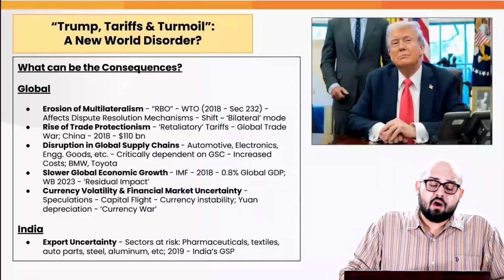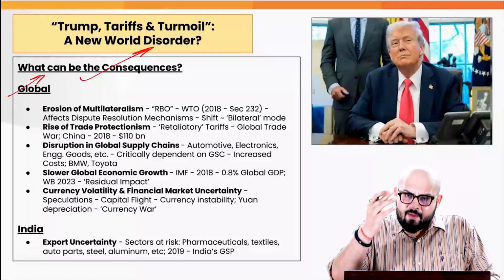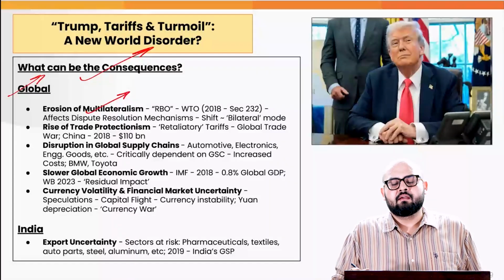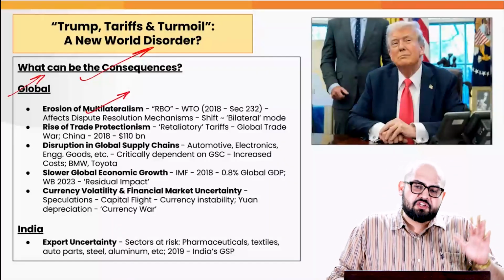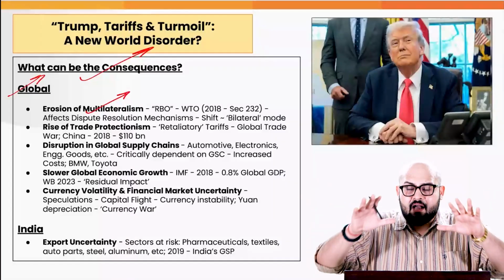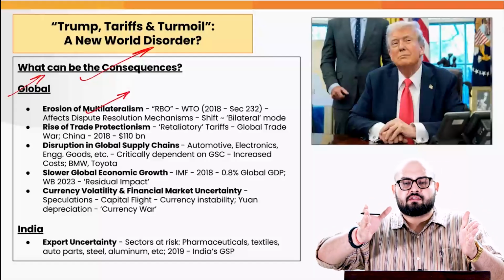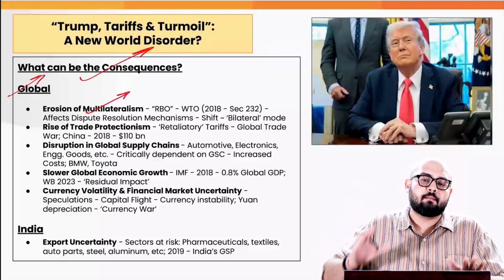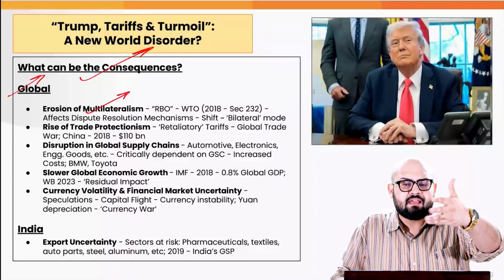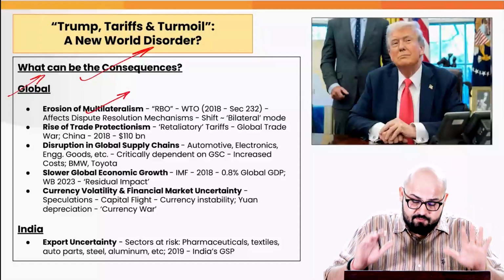Now, what can be the consequences? If I talk about the global consequences, the very first is that it would erode the principles of multilateralism. The US as a country initially stood for a rules-based order. It stood for international institutions following a particular set of orders. It said that there has to be a particular order, and all nations and international institutions must abide by that. But now it is resorting to unilateral sanctions or unilateral tariffs. That is going to erode multilateralism. I hope this is clear, right?